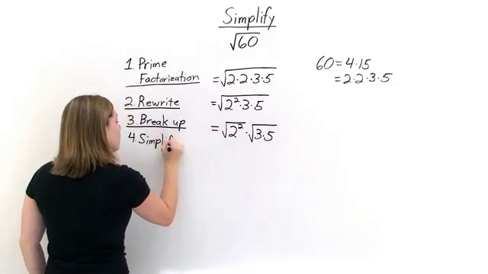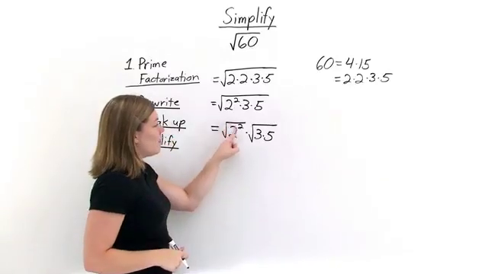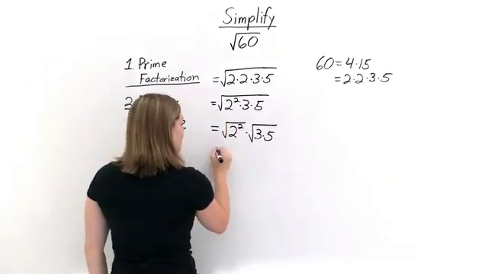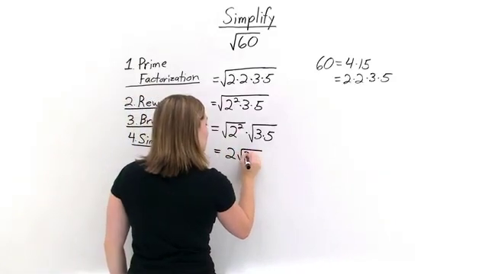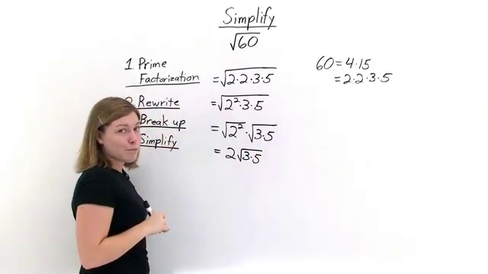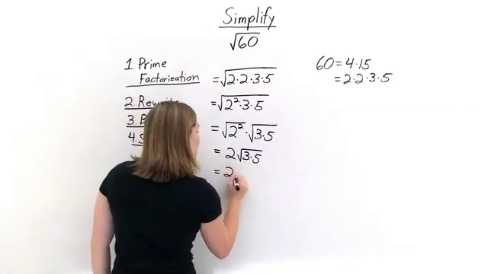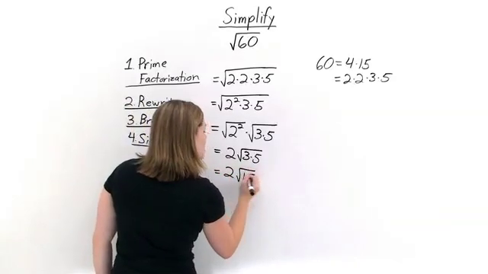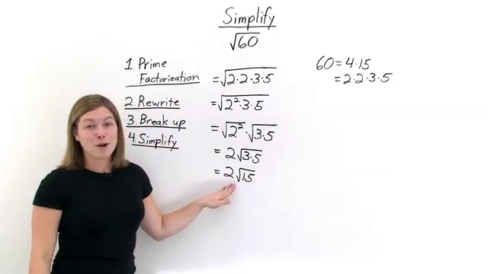Looking at the square root of 2 squared, we can take this square root and this square and cancel them out. So we're just left with 2. So we have 2 times the square root of 3 times 5. Now 3 and 5 are not perfect squares, so we can't do anything more with them. That means we just multiply them back together to be 15. And now we have our simplified form.